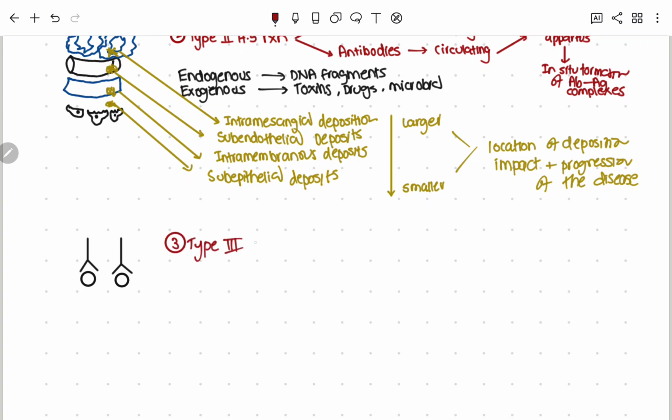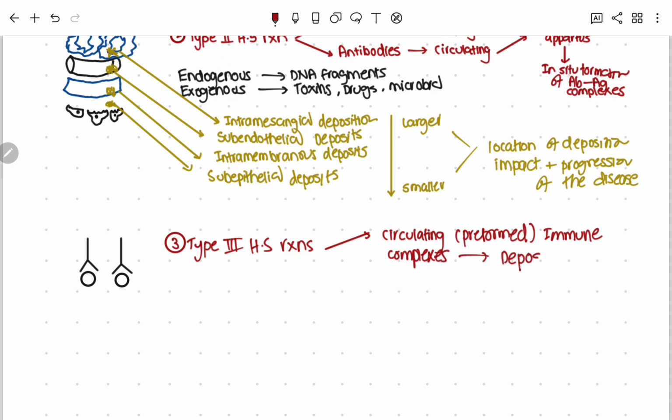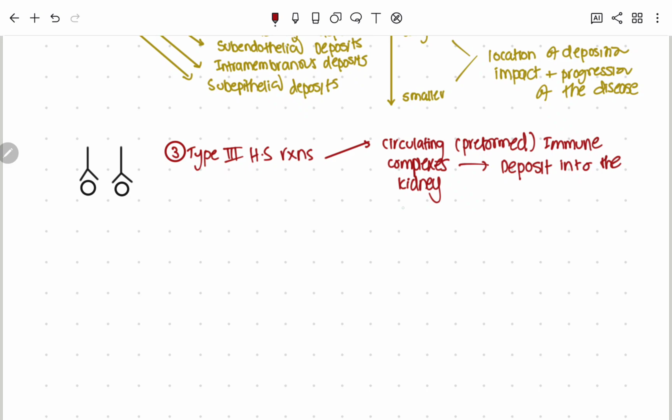So type 3 hypersensitivity reactions, this is where you have circulating, so these are preformed now, circulating preformed immune complexes that deposit into the kidney and then mediate damage. And since these complexes as a whole are relatively large, the most common area of deposition is usually subendothelial. And this is normally seen, type 3 hypersensitivity reaction normally seen in, for example, post streptococcal glomerulonephritis.